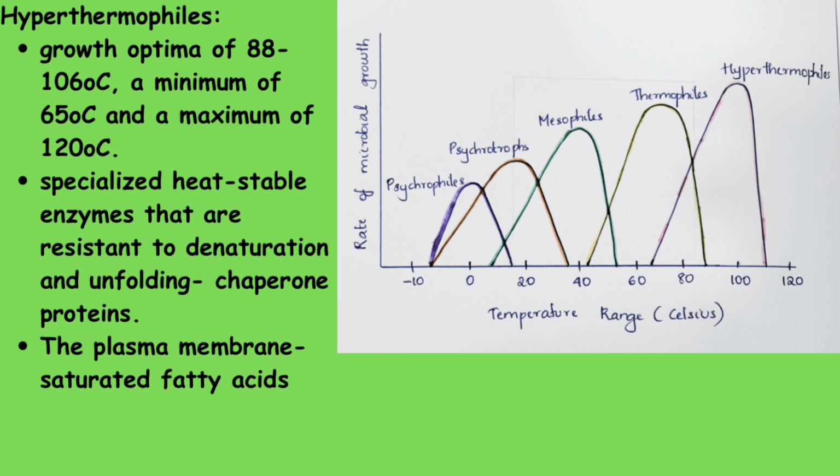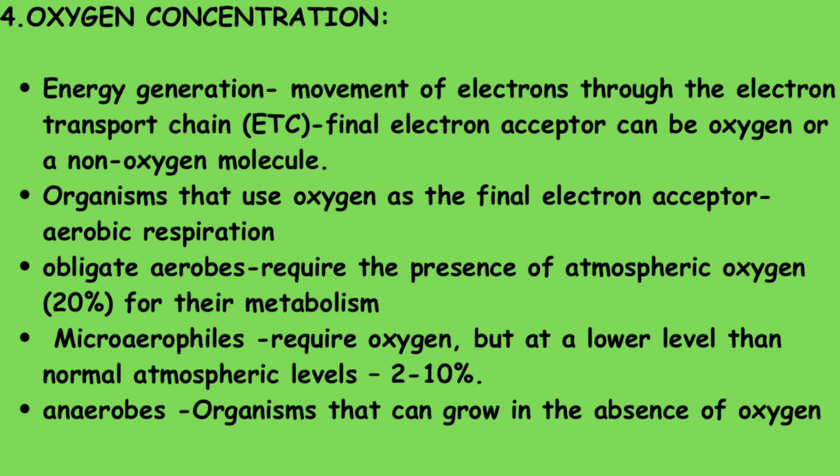So there you can see the graph showing the temperature range and the rate of microbial growth of psychrophiles, psychrotrophs, mesophiles, thermophiles and hyperthermophiles. The next factor is oxygen concentration. So the oxygen requirement of an organism, that is linked to the type of metabolism that they are using.